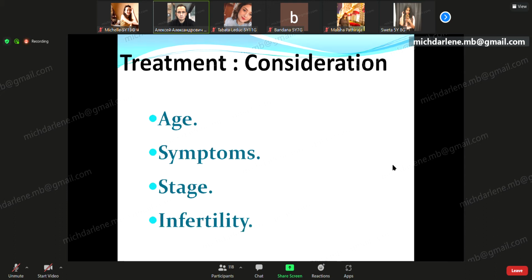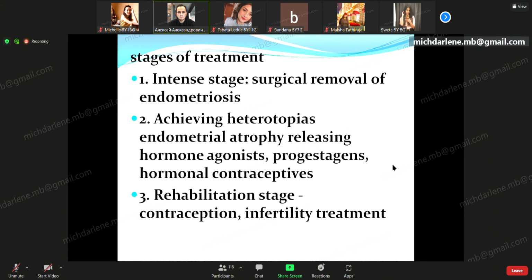First, we need to ask ourselves, in the case of a female with endometriosis, do we need to think about reproductive function or not? And usually we need to think. Here is the typical story for endometriosis: intensive stage, surgical removal of all seeds of endometriosis. After that, using hormones, and only after that, rehabilitation.